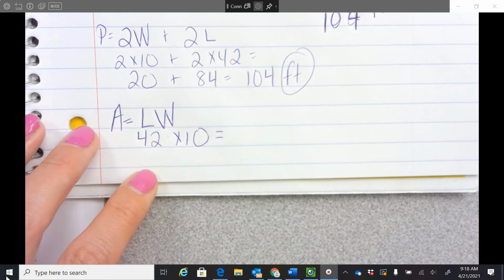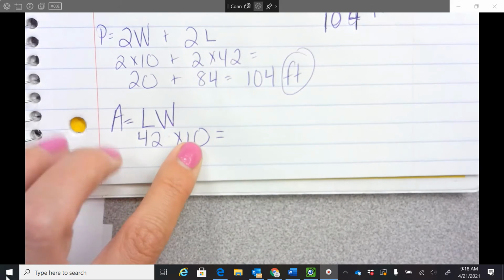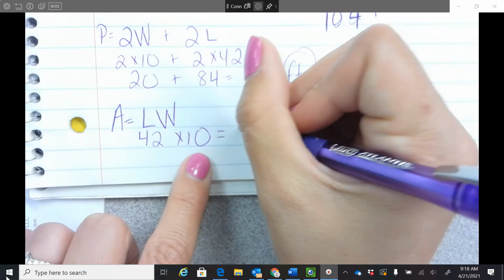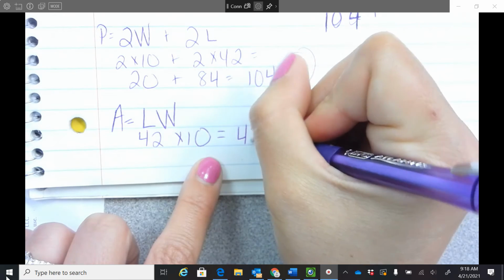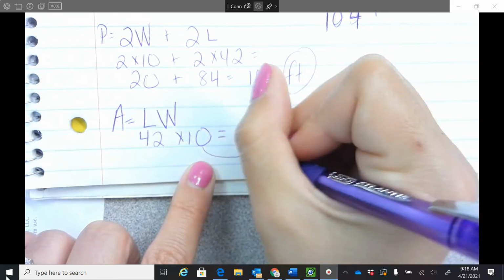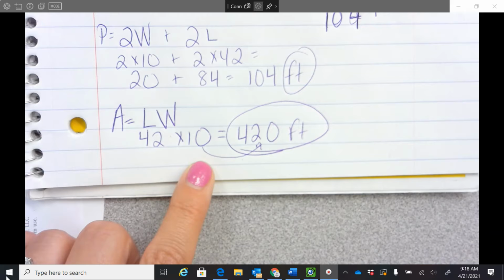Can we also do this with the box method? You can too, but because there's 10 right there, it's easy to do mental math. So what's 42 times 1? 42, and then you just add that 0. So you get 420 feet.